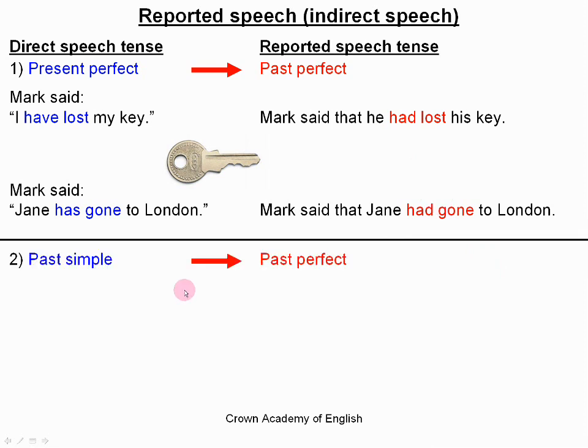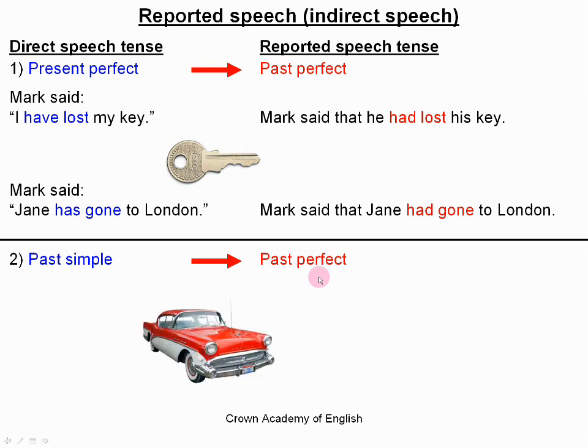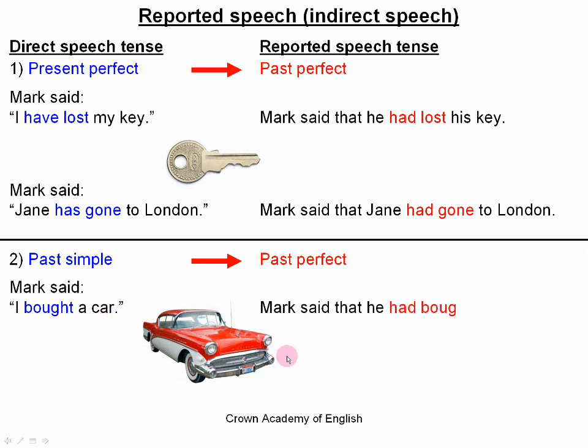And let's look at the second rule, which was if the direct speech is in the past simple, then the reported speech becomes the past perfect. Mark said, "I bought a car." And in reported speech, Mark said that he had bought a car. It is now the past perfect.